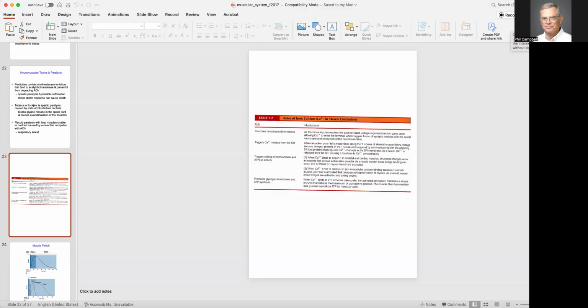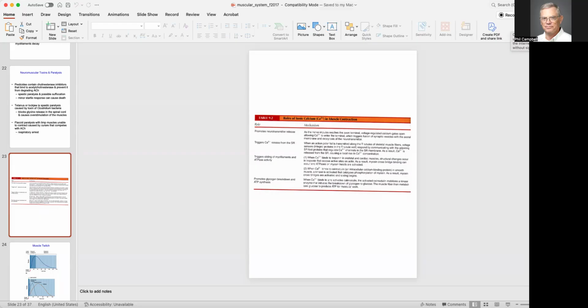I'm going to continue a discussion of the skeletal muscular system. I actually will finish up today. I believe this is where we left off last Thursday. We had talked about the importance of calcium.